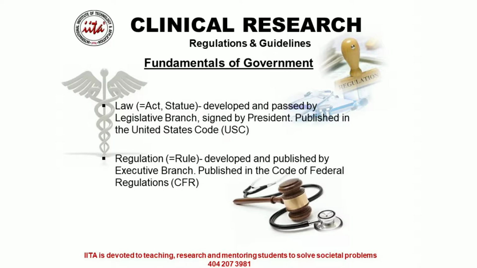We begin with law, also known as an act or statute. This is developed and passed by the legislative branch and signed by the president, and it's published in the United States Code. The next term is regulation, also known as rule. This is developed and published by the executive branch, and it's published in the Code of Federal Regulation. We will refer to this as the CFR.